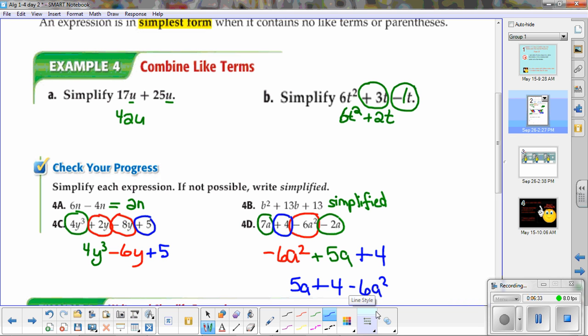The thing that you'll want to look for when you're correcting your assignment on this is to look at the sign in front of each term, and you want to make sure that if it's a negative, you have a subtraction sign in front of it, and if it's a positive, you have a plus sign in front of it.